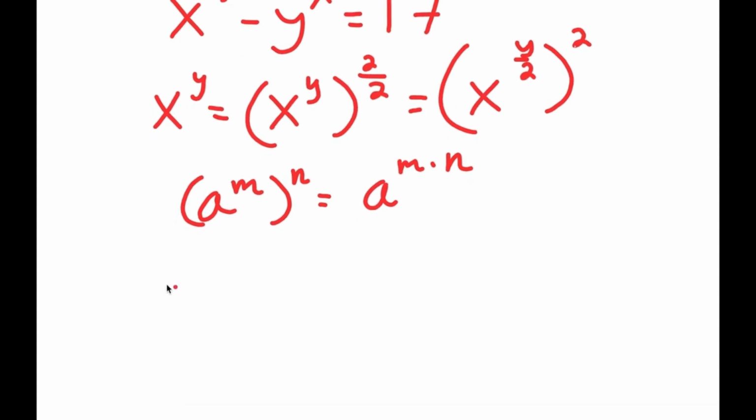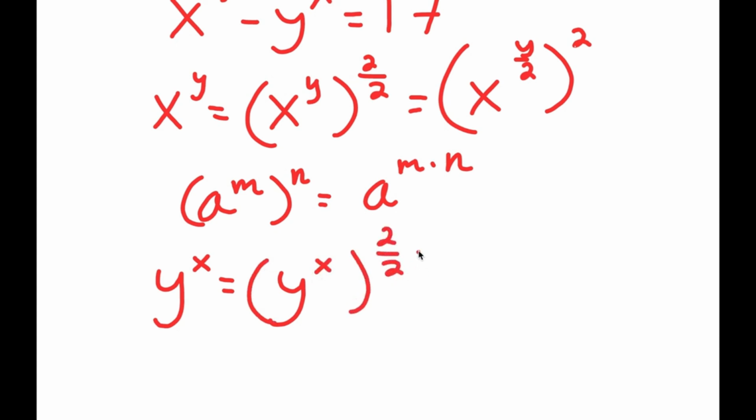Now, y to the power of x, I can also change this up as well. So y to the power of x, I can rewrite that as y to the power of x to the power of 2 over 2. And this, I can rewrite as y to the power of x over 2, to the power of 2.